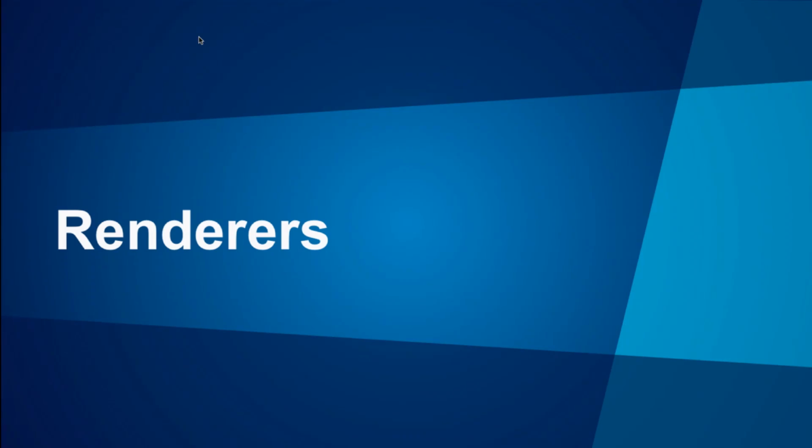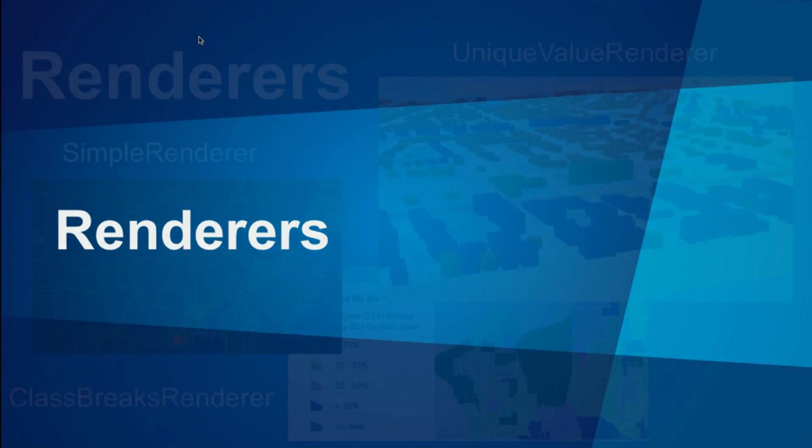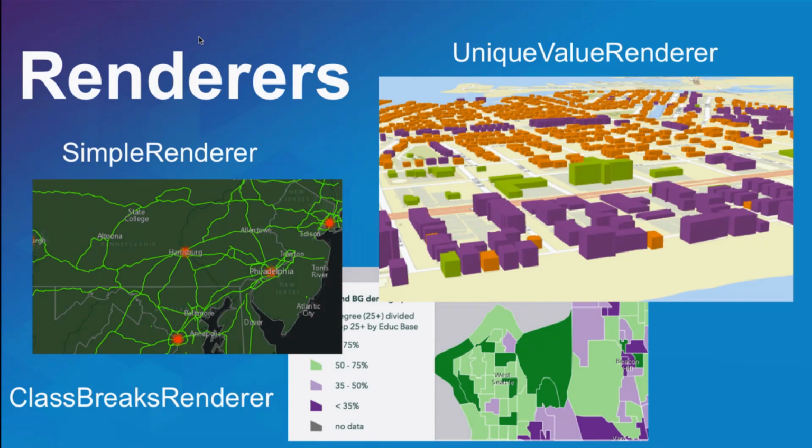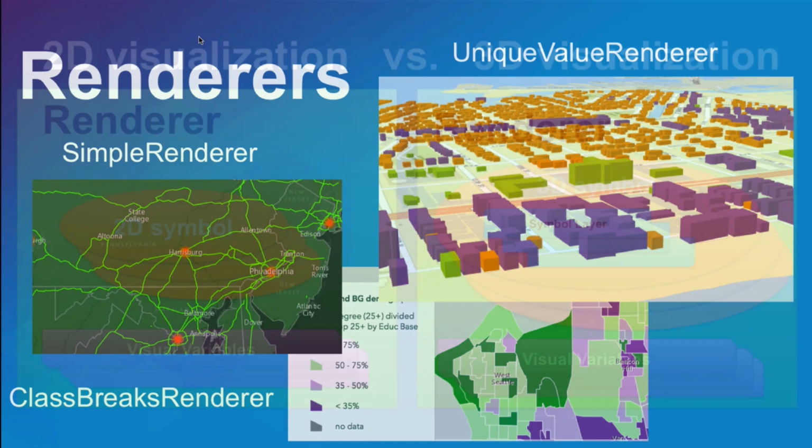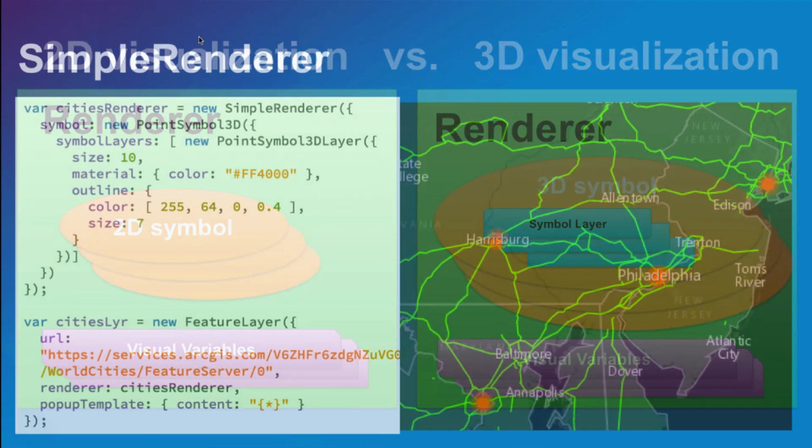Okay, so now that we have the structure of the symbol down, hopefully you've gotten used to how those all look. Let's talk about the renderers. You'll notice that the renderers are all the same as in 2D. If you're familiar with 2D visualization, the properties are not any different. It's when you get to the 3D visualization, that's all driven from the symbol layer, as we talked about before.